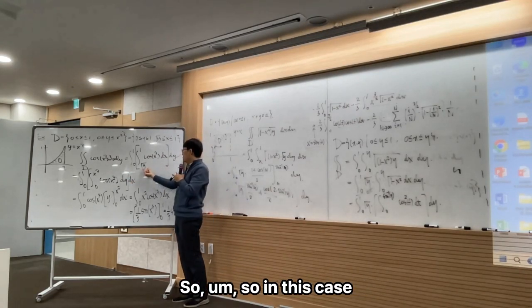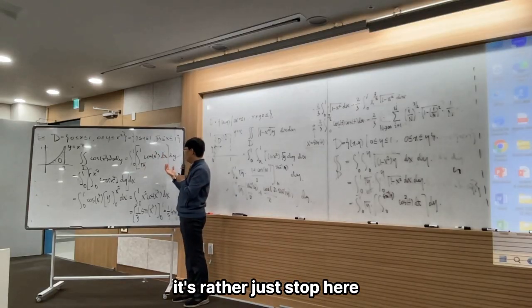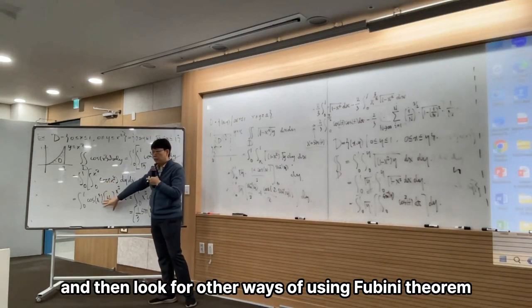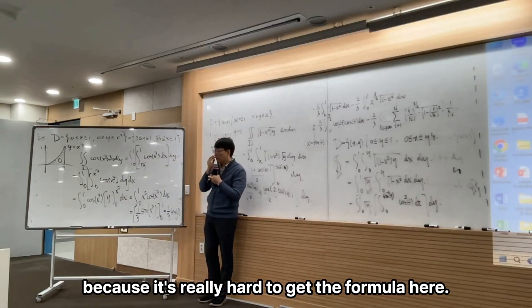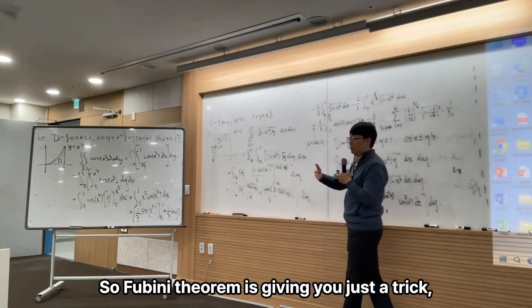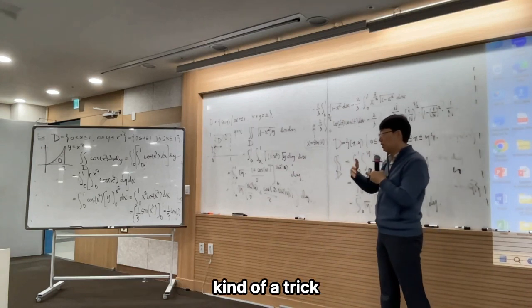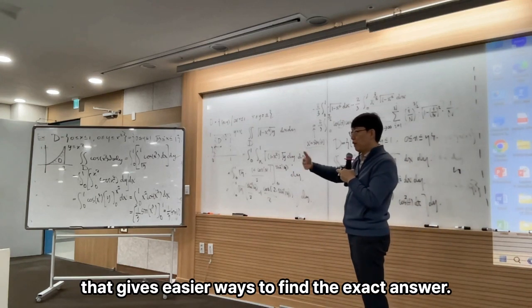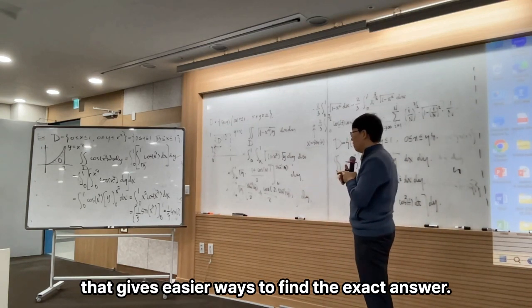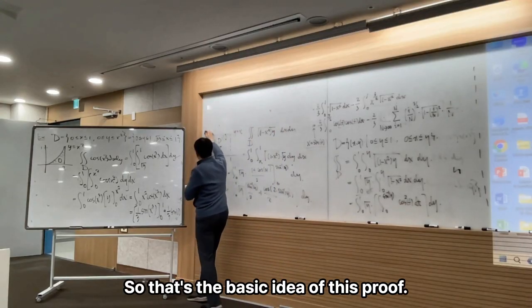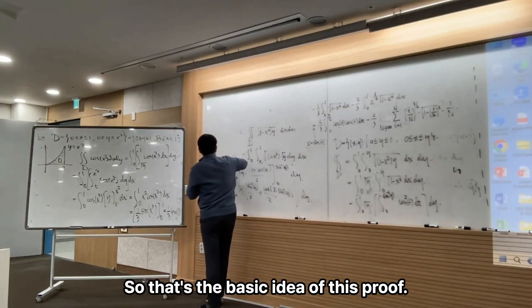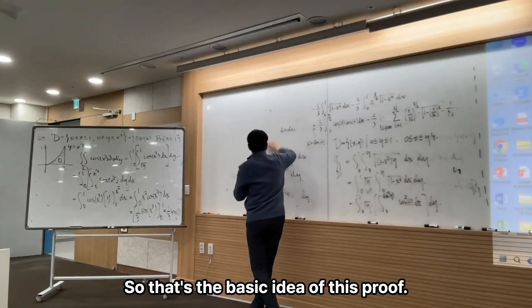So in this case, it's better to just stop here and look for other ways of using Fubini's theorem, because it's really hard to get the formula here. Fubini's theorem is kind of a trick that gives easier ways to find the exact answer. So I'll give you another trick. I'll give you another type of Fubini's theorem and then a lot more other tricks.